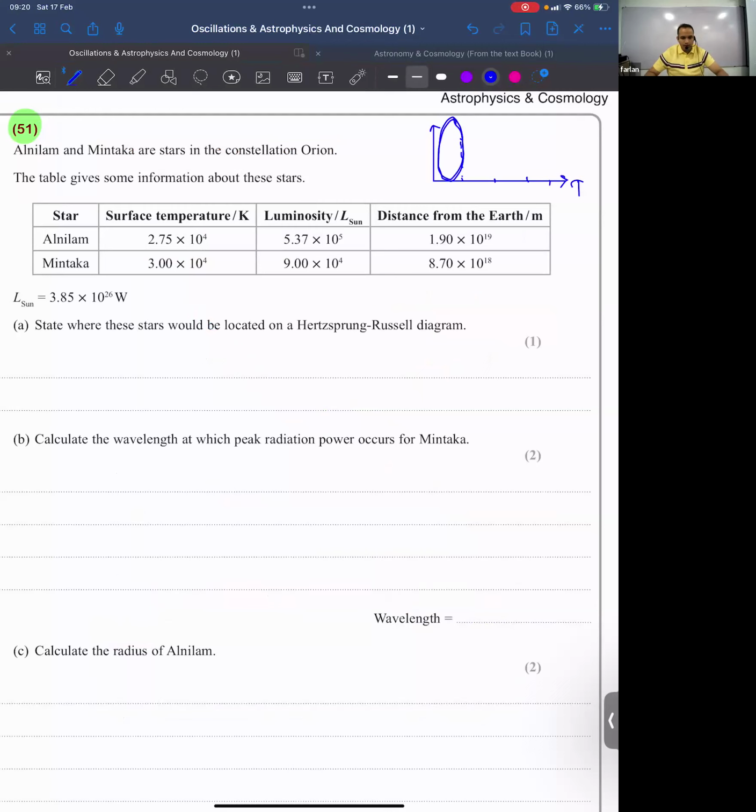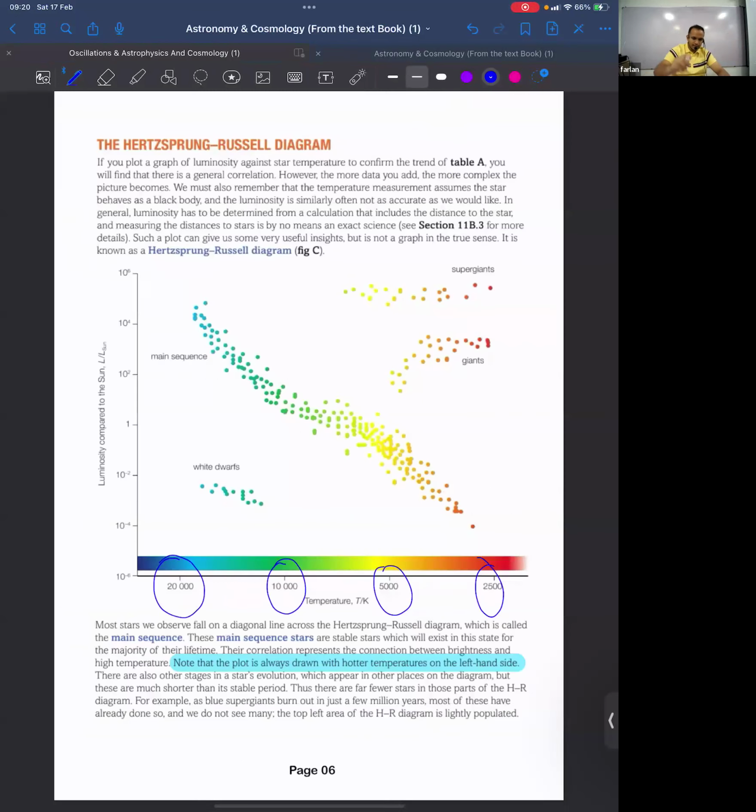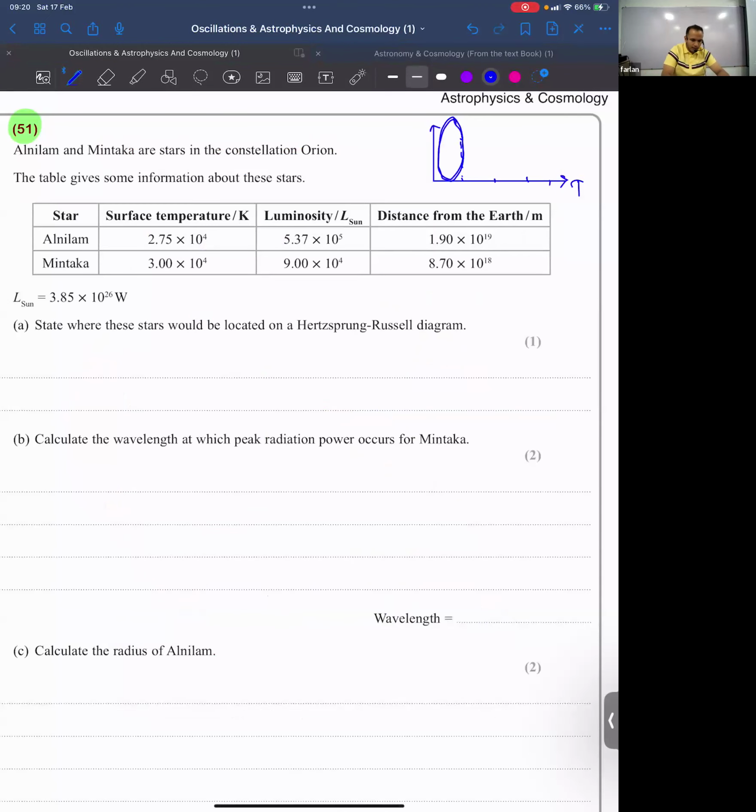So now on the left hand, whether it is going to be at the top or at the bottom depends on its luminosity compared to the luminosity of the sun. If it is less than 1, like 10 to the power minus 2 or 10 to the power minus 4, that means it has become a white dwarf, going towards the latter end of its life. But looking at the intensity, I see very high values compared to the sun.